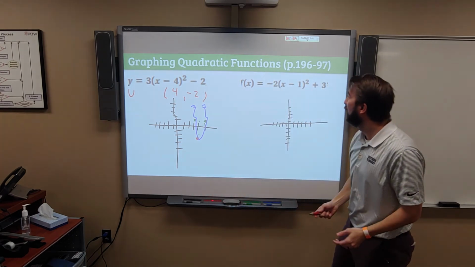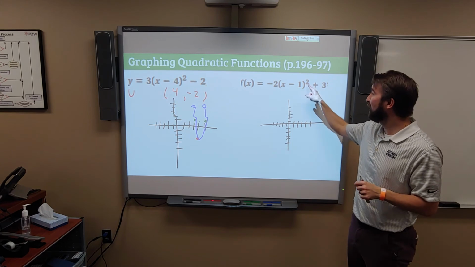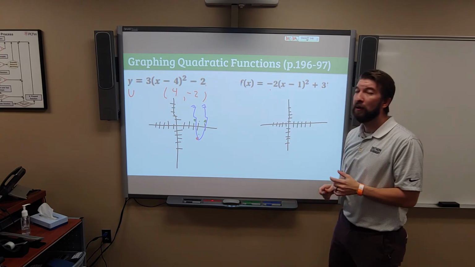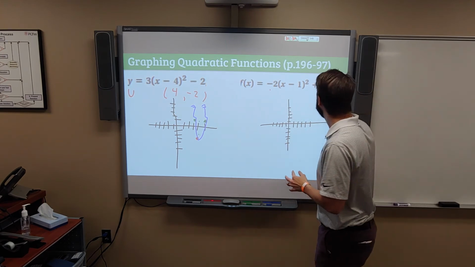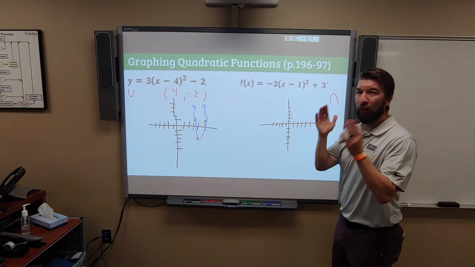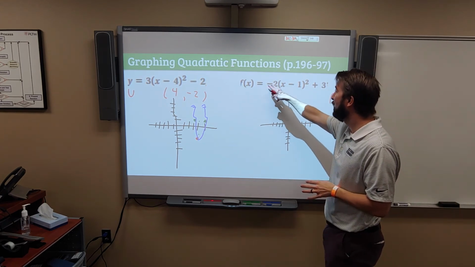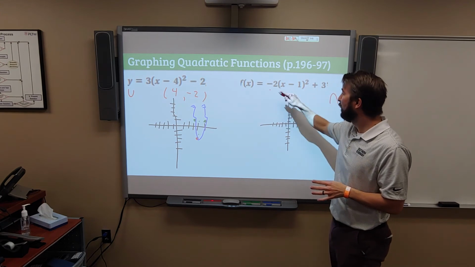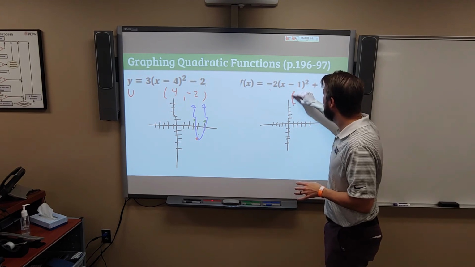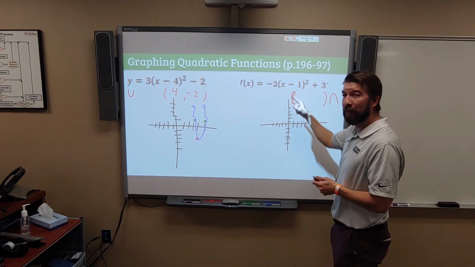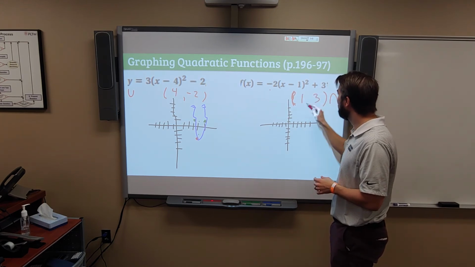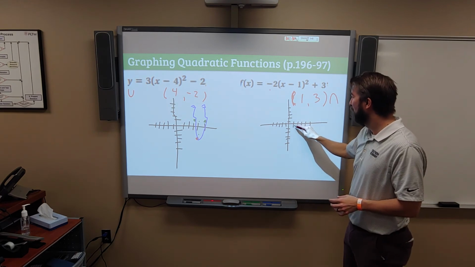So what shape is it? I see the square. It's going to be a U. Is it a U up or U down? Well, I got the negative, so this is actually going to be a U down. So I'm just going to draw a U down right there. Now, I'm working left to right, so I know my direction. And so now I'm going to do my vertex. The number inside the parentheses is a -1, so I drop the number, switch the sign. And then this 3 just drops, so my vertex is at (1, 3).